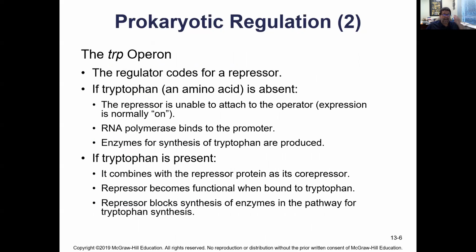We'll just take a look at the first one that they discovered here, called the trp operon. Okay, so this is a regulatory gene that codes for a repressor, and if the amino acid tryptophan is absent, the repressor is unable to attach to the operator. Okay, and RNA polymerase binds the promoter, and the enzymes needed to make tryptophan are produced. If tryptophan is present, it binds to the repressor protein, the co-repressor, and that cuts off and prevents the enzymes needed to make tryptophan. So the repressor is going to block the synthesis of the enzymes in the pathway to make tryptophan.